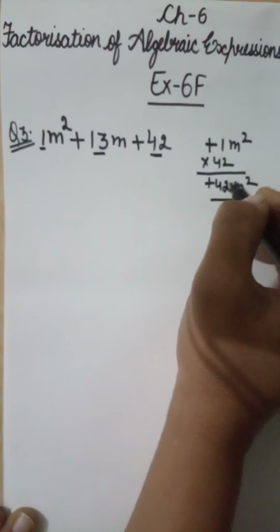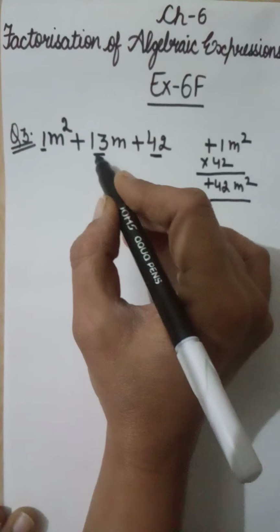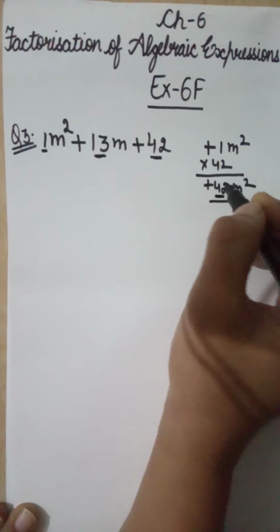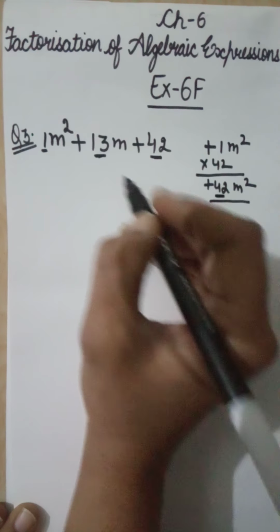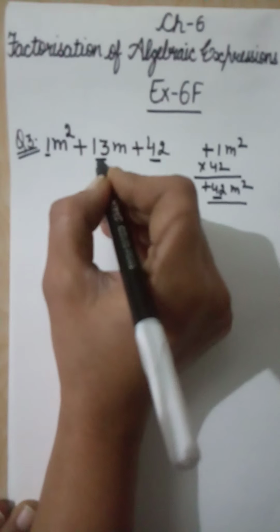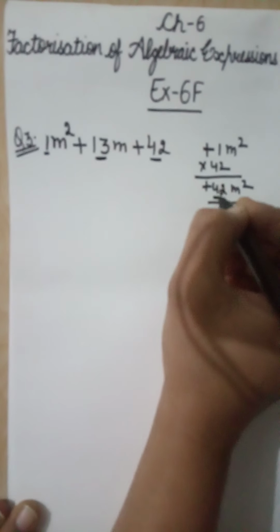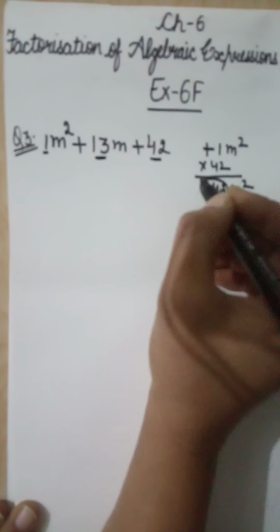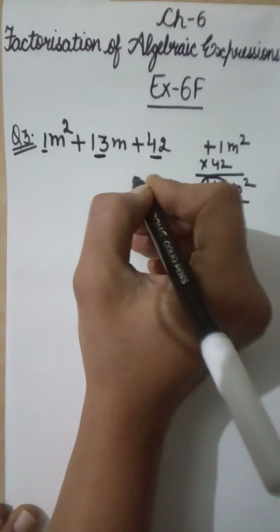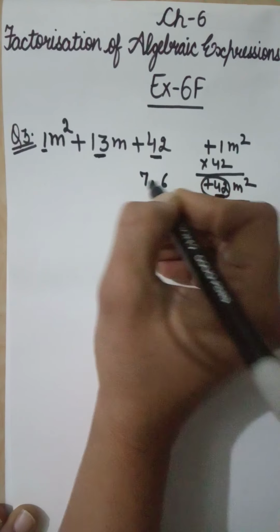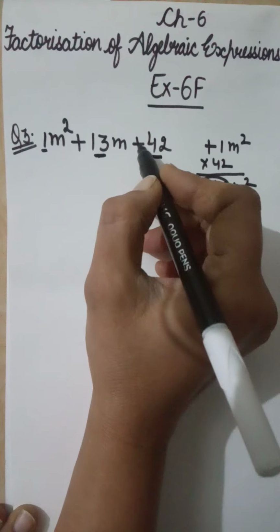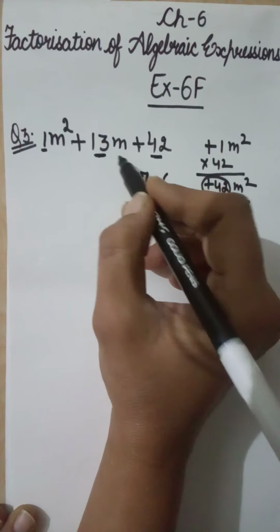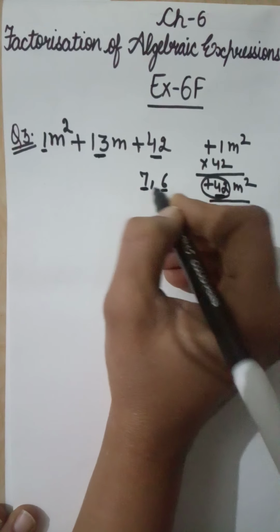Now we will split this middle term into two terms whose product is 42, and if you add these two terms, the sum should be 13. First of all, the multiplication is plus 42. So if we take two terms 7 and 6, if you multiply 7 and 6, you will get 42. This should be plus 42, and if you add 7 and 6, you will get 13. Clear? So the terms are 7 and 6.